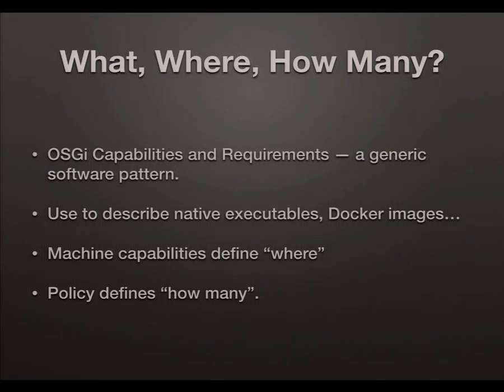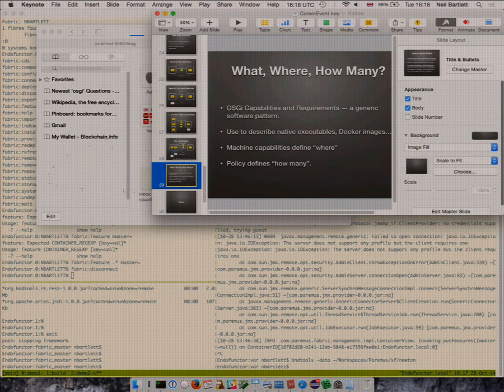what I wanted to say is what we're using for this is the OSGi capabilities and requirements metadata that describe what the software is and what it requires to run. It's an OSGi idea, but it's very, very powerful and it doesn't necessarily apply only to OSGi bundles. We can use it to describe even things like Docker images.